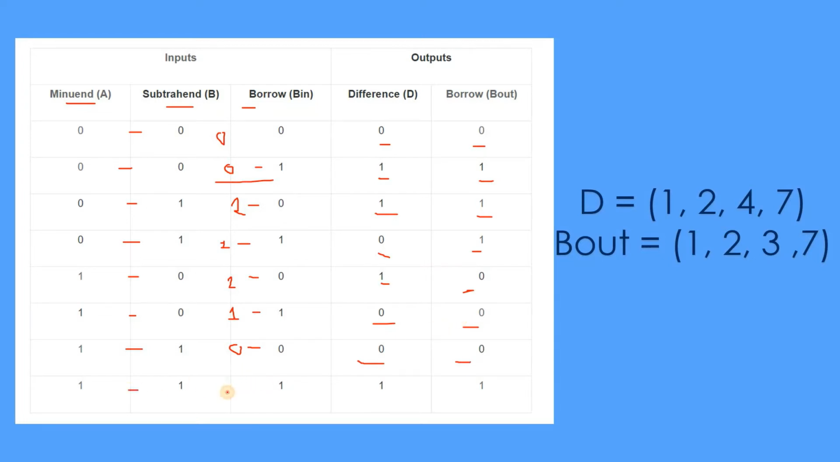1 minus 1 is going to be 0, but now 0 minus 1 we need to borrow, so we took a borrow, and 0 minus 1 is 1, so difference is again 1. So this is the truth table of the full subtractor.